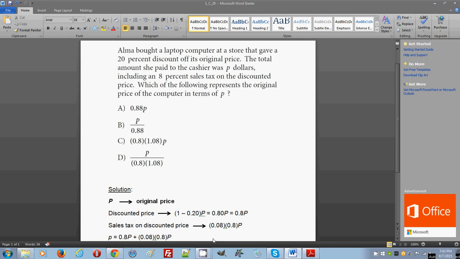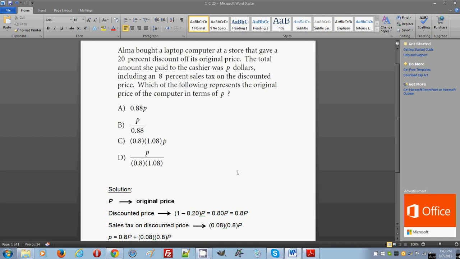Now the problem that you see on your screen right now is problem number 20 in the first exam contained in the official SAT study guide just released by College Board. So problem number 20, the first exam in the calculator section. Okay, so this problem requires the use of a calculator.